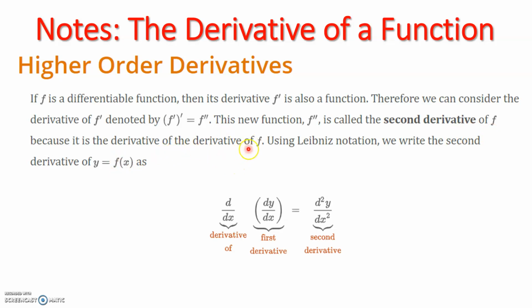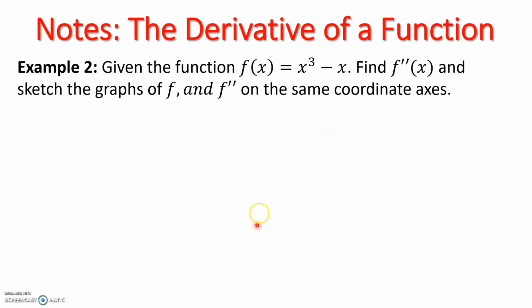because it is the derivative of f prime. Using what's called Leibniz notation, we can write the second derivative of y equals f of x as d/dx of dy/dx is equal to d2y/dx squared. Okay, and this is our notation in Leibniz notation for our second derivative, whereas this is the first derivative. Note these are just different representations of the same prime notation. All right, given the function here, f of x is equal to x cubed minus x.